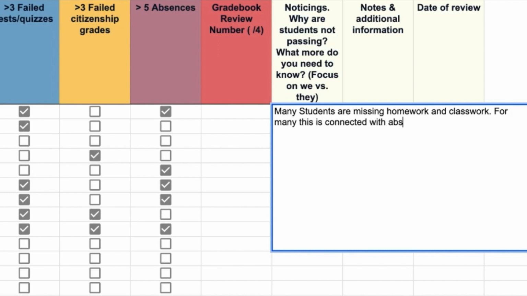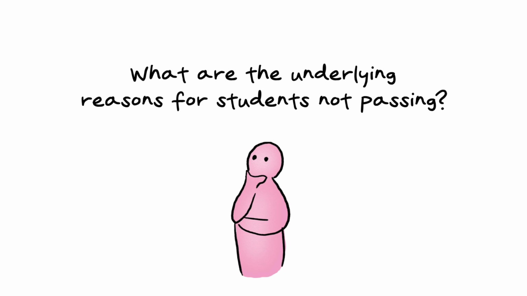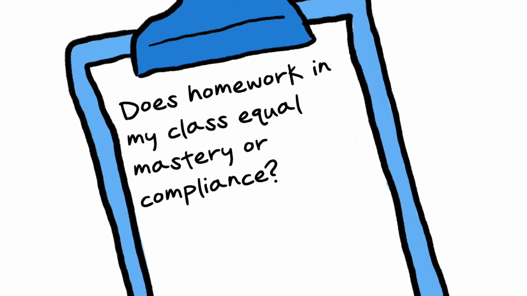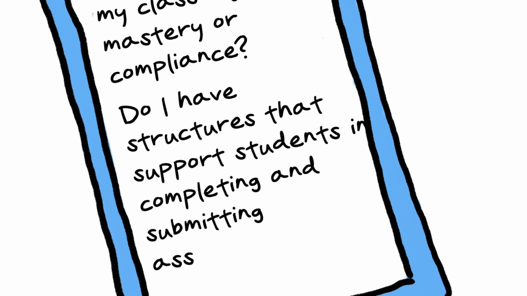Step 4. Sense making. Think about the underlying reasons for students not passing. Consider systems and practices you might change to remove barriers for students. For example, you might stop grading homework.